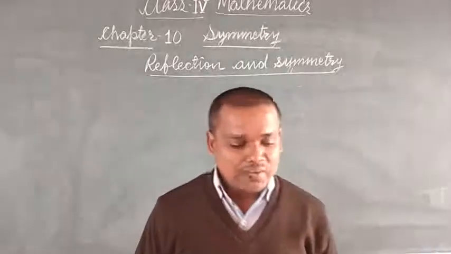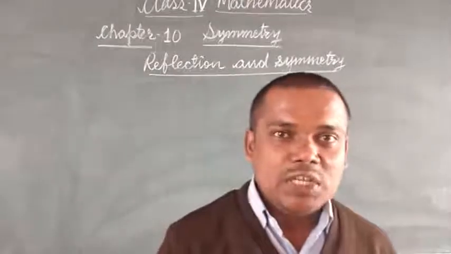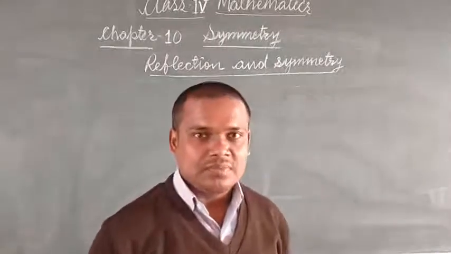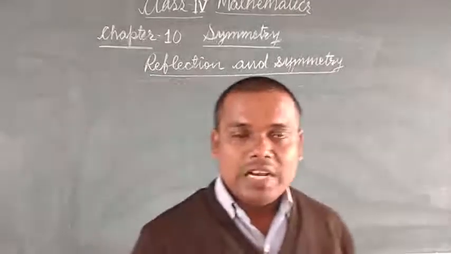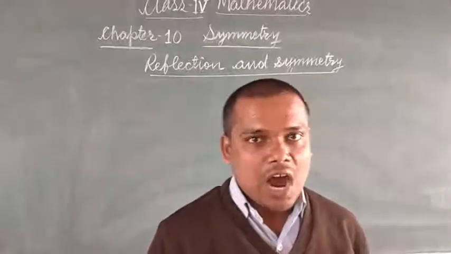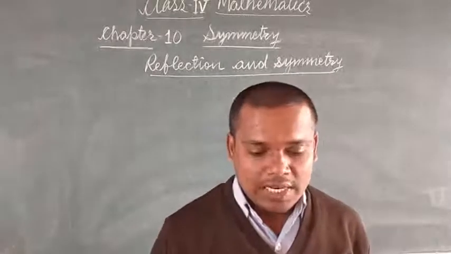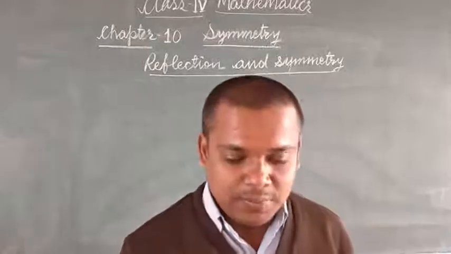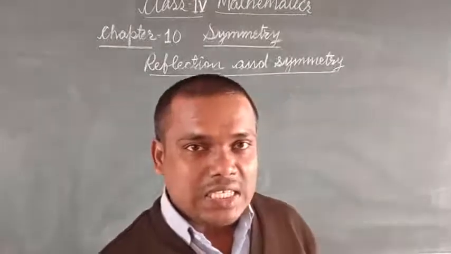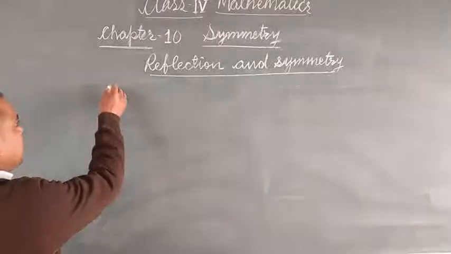Today we will read reflection and symmetry. Reflection and symmetry both are related to each other, or we can say both are linked to each other. In this we will read how to find the image of a point after reflection, and also how to find the reflection of a shape from the line of symmetry or mirror line. So let us read first how to find the image of a point after reflection.